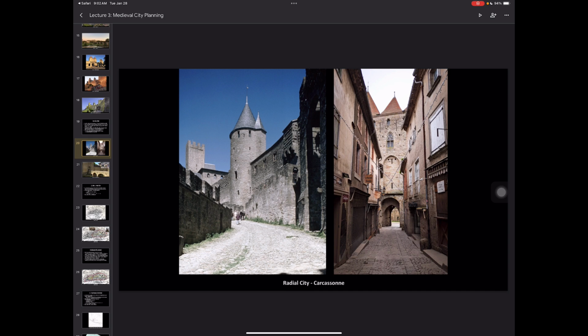So we're going to continue with Carcassonne, right? So these are the interiors. This is the space in between our two walls that I'll show you briefly. And this is the type of street that we're going to be seeing for a very long time, right?